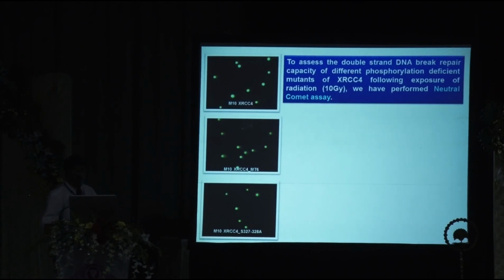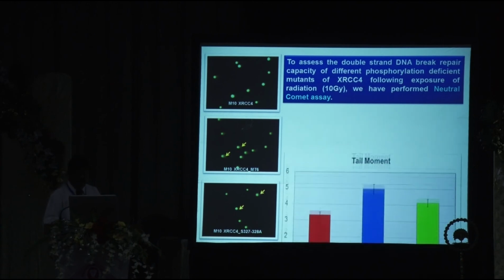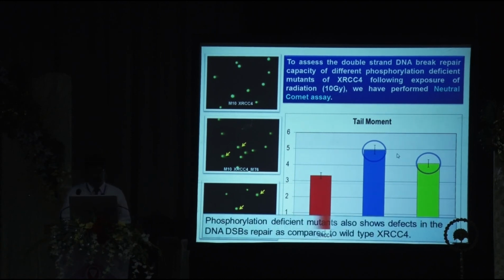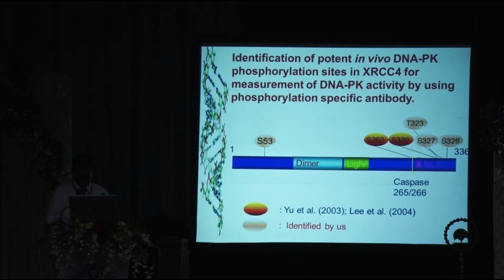In the next panel, we did a comet assay to assess the DNA repair capabilities of these mutants. We have seen a very good comet tail here. In the case of the threonine 323 mutant and the M10 XRCC4 S327 328A mutant, we could see more tail movement as compared to M10 XRCC4. It means that when we mutated these phosphoryl sites into alanine, they show a defect in DNA repair capabilities. This is a very interesting experiment.